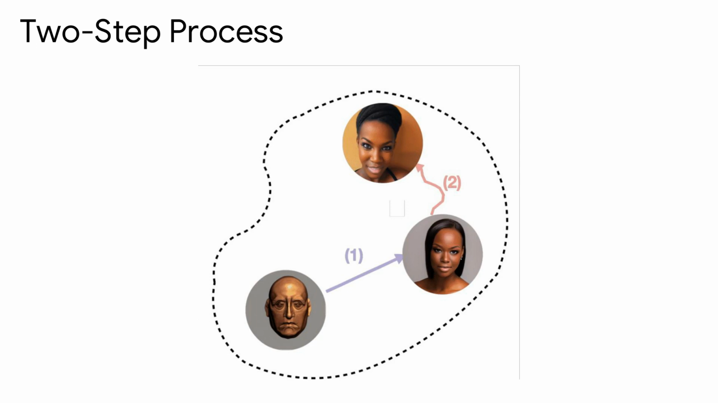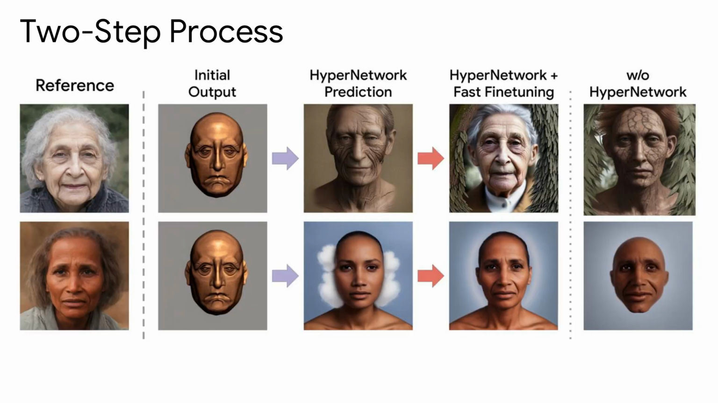Our work acts in two steps. First, we generate a weight space prediction using the trained hypernetwork, and then we perform quick fine-tuning in order to faithfully learn the more intricate details of a person's face. The two-step process yields high-quality, personalized models with a fraction of the training time. Here we show, for different references, initial outputs before any intervention, initial hypernetwork predictions, and results for our full method using the hypernetwork and fast fine-tuning.